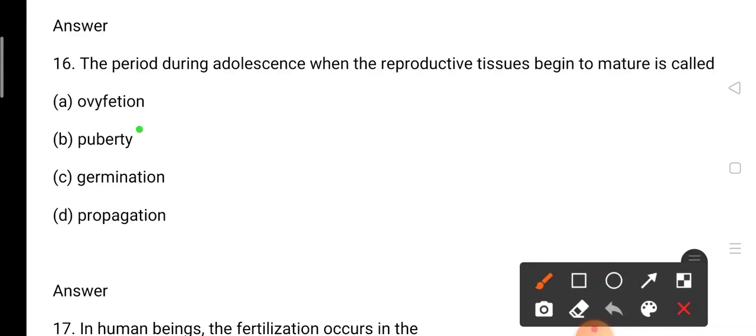So puberty is the correct option. It means option B is correct for the question. Puberty is the period during adolescence which leads to the reproductive tissue beginning to mature.